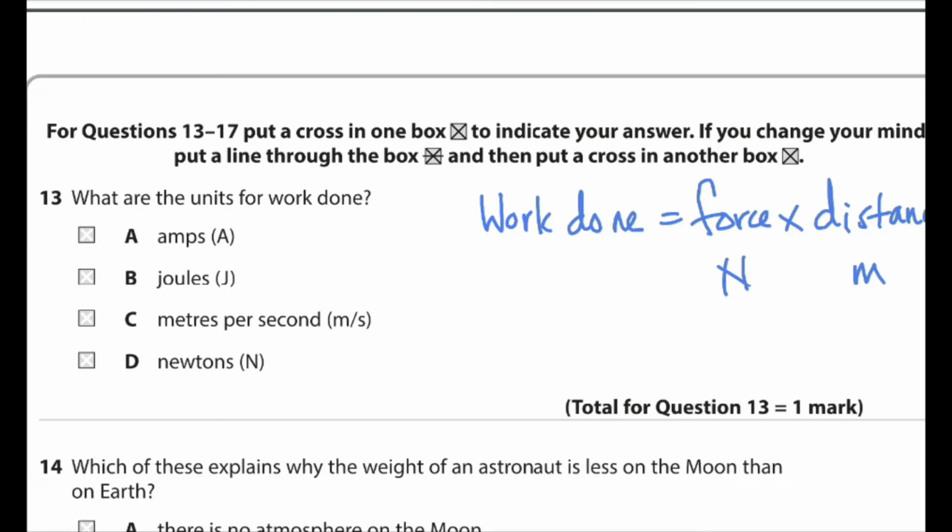But we don't have newton meters. The reason is work done is also equal to energy transferred. So the answer is joules, which is used for energy.